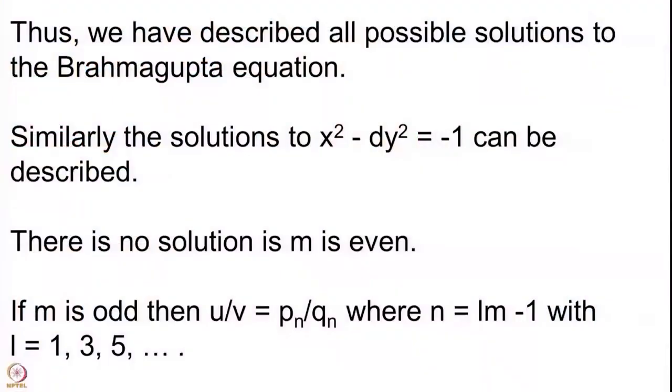Whenever m is odd, the solutions are explicitly written down as follows, that any such solution which is bigger than 1 is a convergent Pn by Qn, where your n is still Lm minus 1, but L is now an odd integer, 1, 3, 5 and so on. So, here n has to be even, that is quite clear, because we want that minus 1 to the power odd has to come, and therefore your n has to be an even integer.